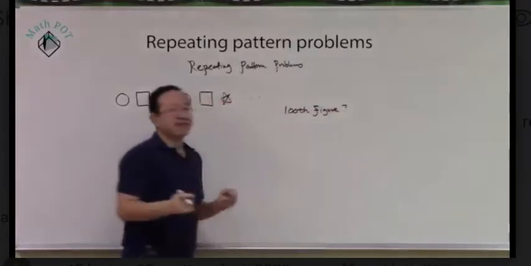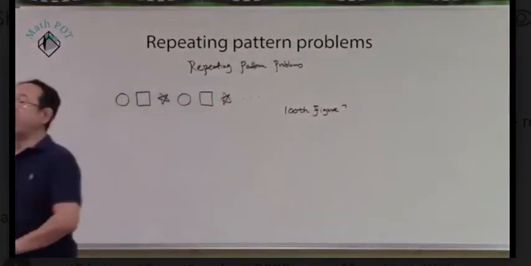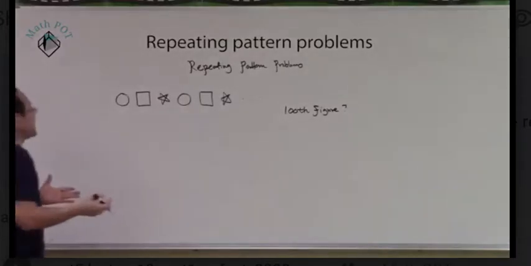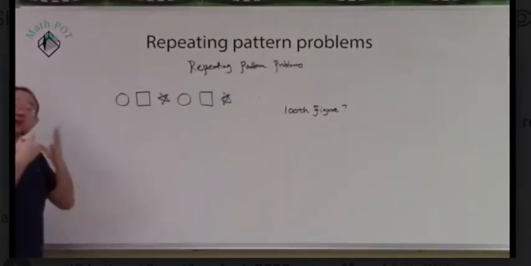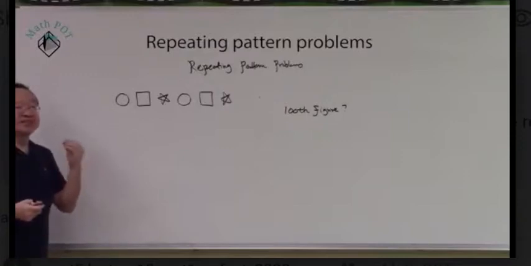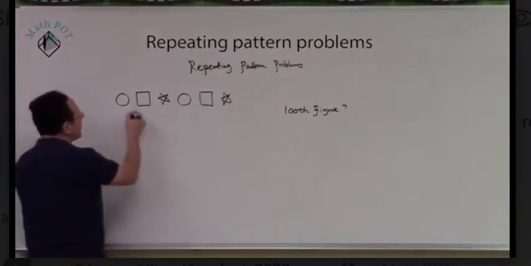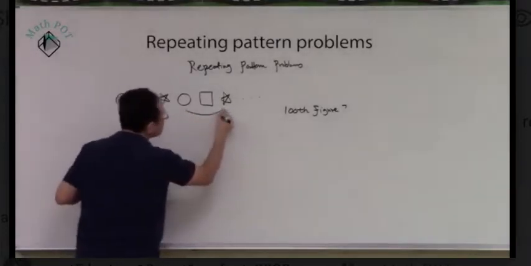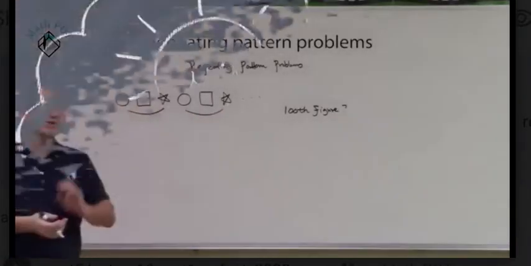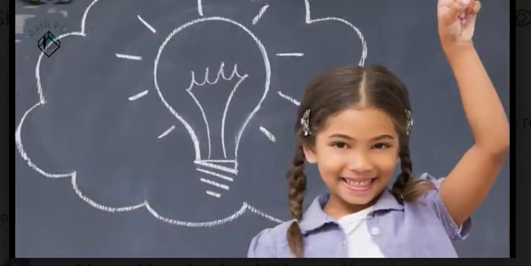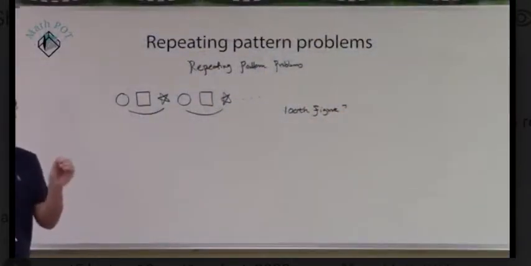This is a repeating pattern problem, because we notice that after 3 figures, it repeats. This is a repeating pattern problem with a cycle of 3. So after 3 figures, it starts to repeat. Always remember to identify the repeating pattern with a cycle of what. That number is super important.